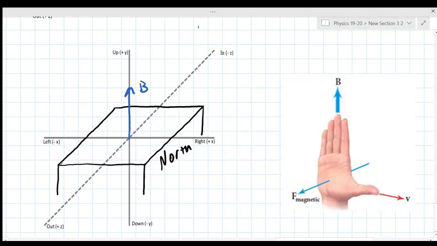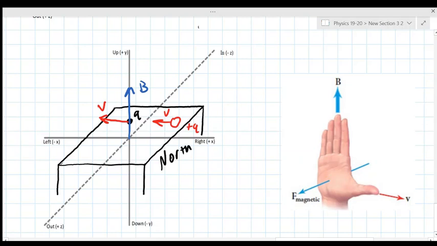So first of all, let's send a charge. I've already done one to the right in a previous video. Let's say we have a positive charge Q, and let's send it to the left. So it's going to cross that magnetic field right here. What direction is the force acting on that charge when it crosses that magnetic field line?